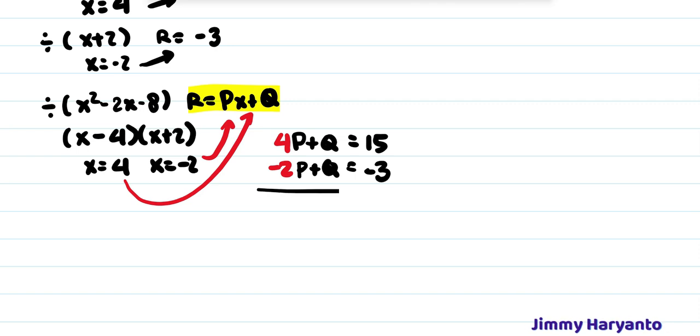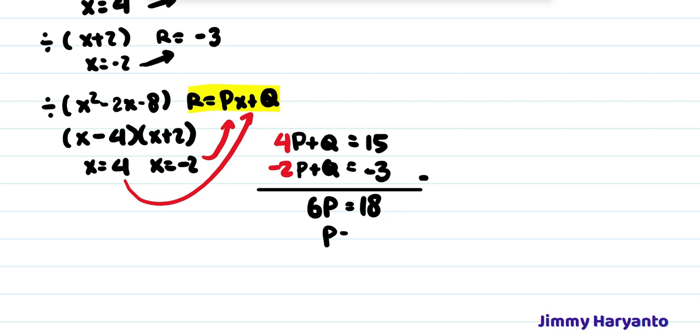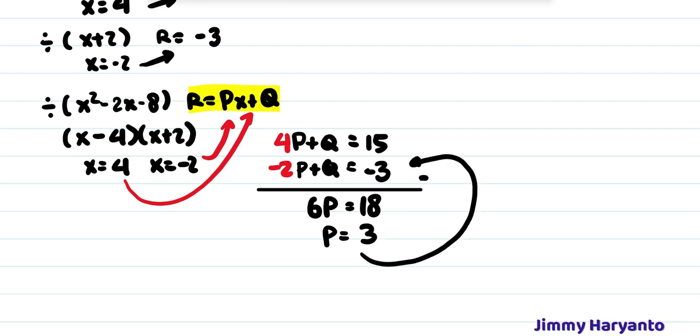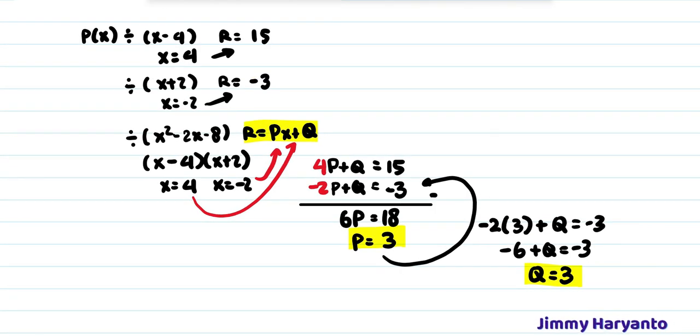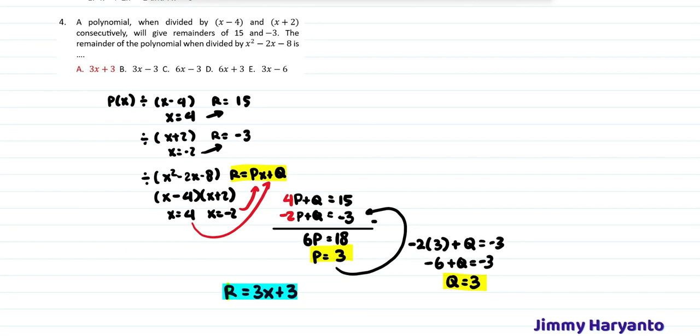And then after this, you only have to eliminate. Minus it, you'll have 6p equals 18, p equals 3, and then you will input it into one of the equations. Negative 2 times 3 plus q equals negative 3, so this one is negative 6 plus q equals negative 3, q equals 3. There you go. p equals 3, q equals 3. That means the final answer is remainder equals 3x plus 3. There you go. Okay, that is question 4.